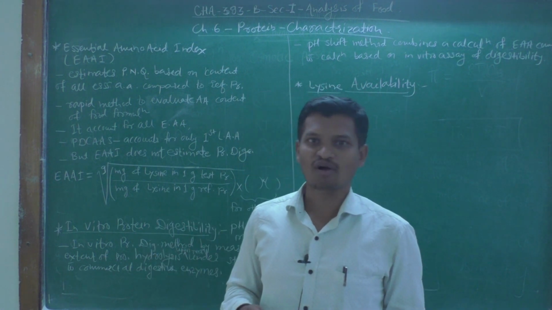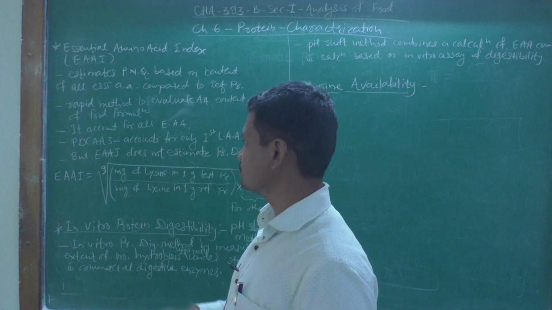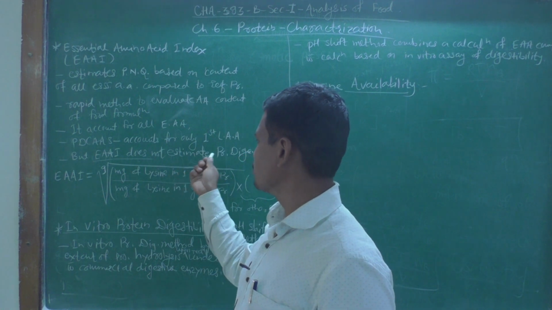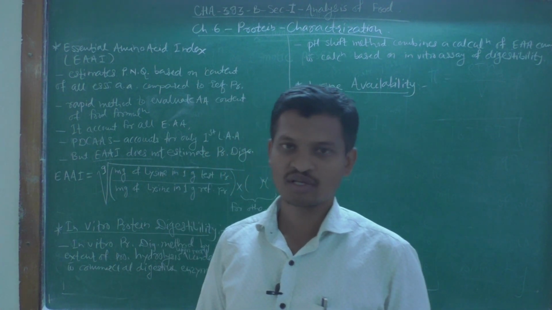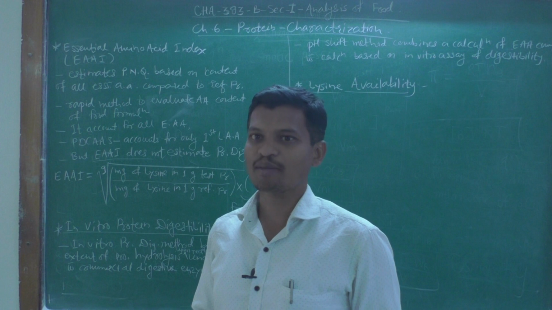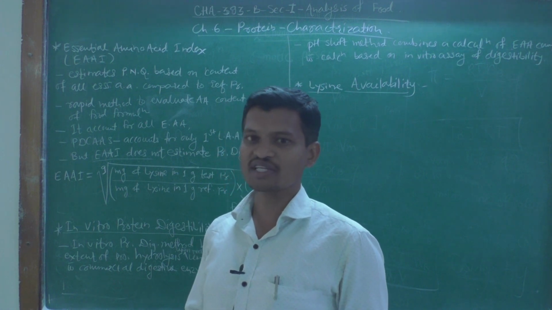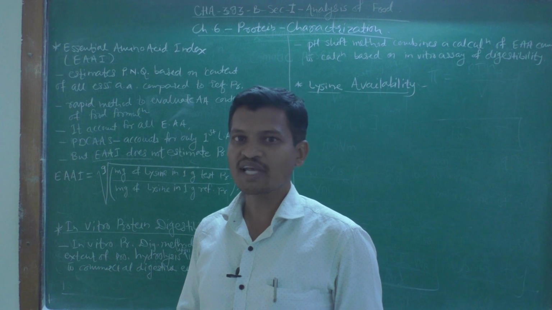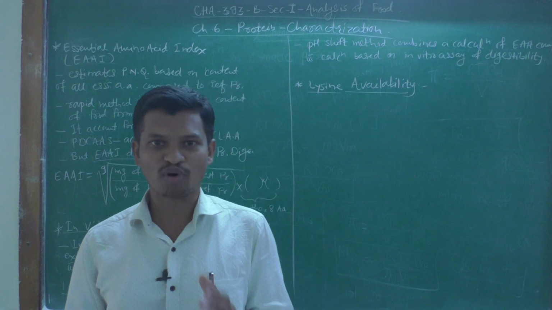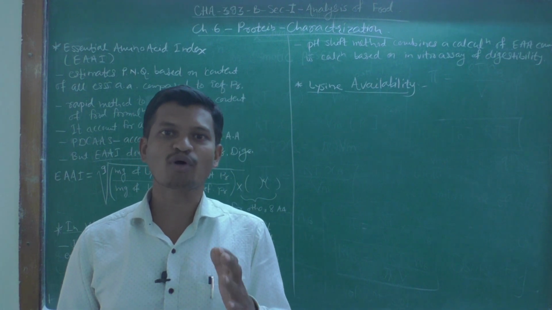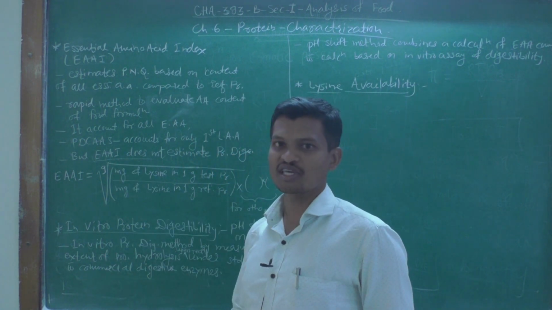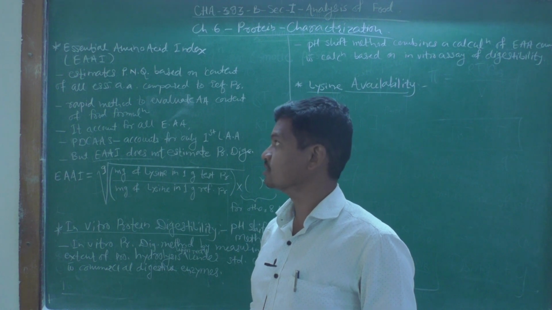But there is one drawback of this method: the EAAI method does not estimate protein digestibility at all. Though it considers all essential amino acids, it does not consider the protein digestibility factor, which is also important from the nutritional quality point of view of the protein. Hence, this is one of the drawbacks of the EAAI method.